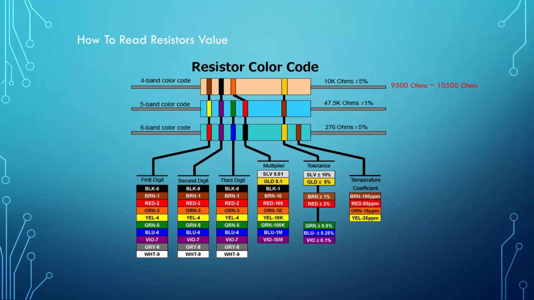6-band resistors are basically 5-band resistors with an additional band at the end that indicates the temperature coefficient. This indicates the expected change in resistor value as the temperature changes in degrees Celsius. In our case, it's brown, so from this table, our temperature coefficient will be 100 ppm.